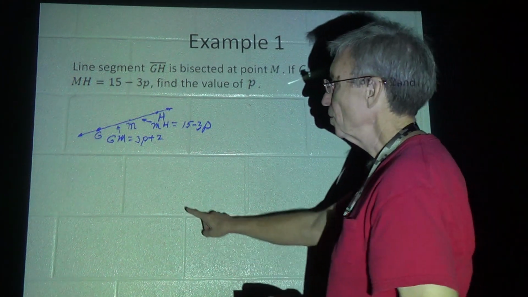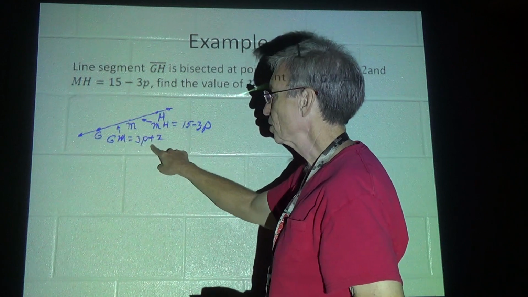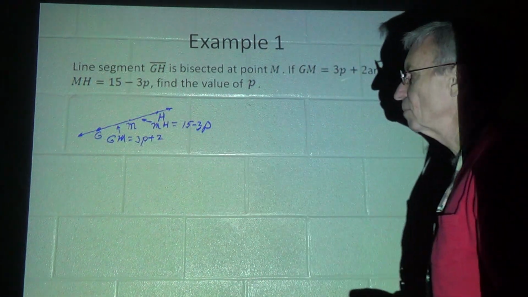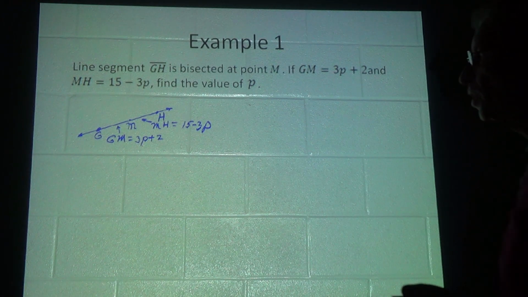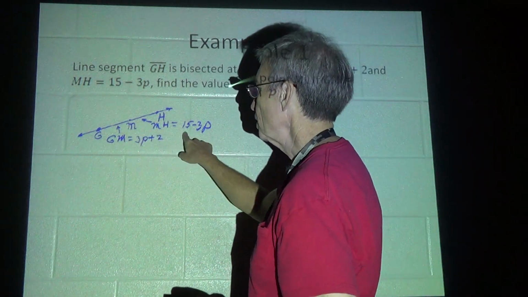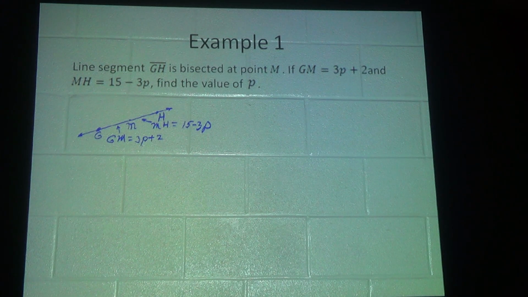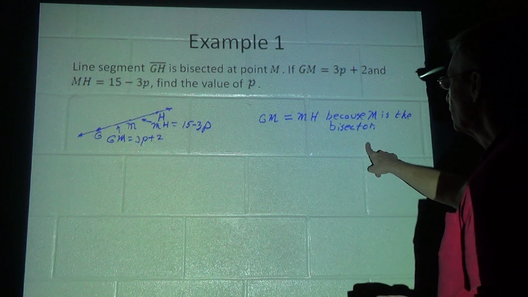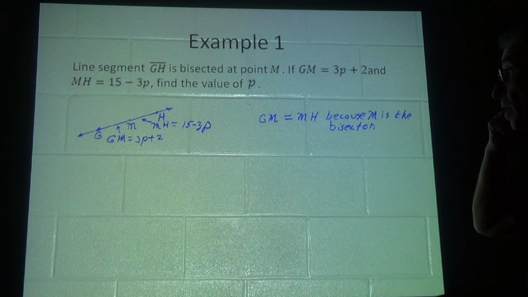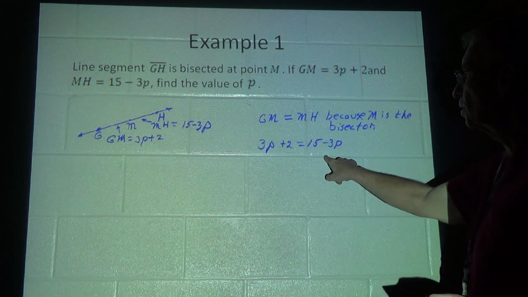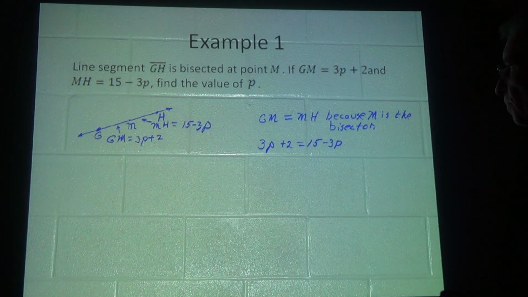So we know that the length of GM is 3P plus 2, and the length of MH is 15 minus 3P. Since we know that M is the midpoint, we know that these two things have to be equal, and that's how we go about solving for P. So this gives us GM is equal to MH, which I just said, and that's because M is the bisector. So 3P plus 2 equals 15 minus 3P.